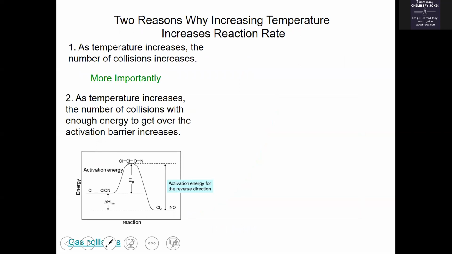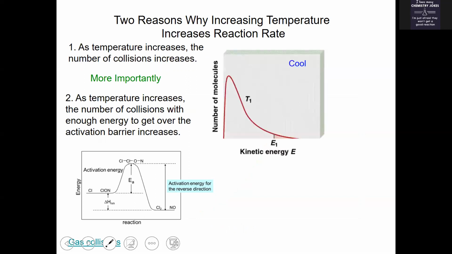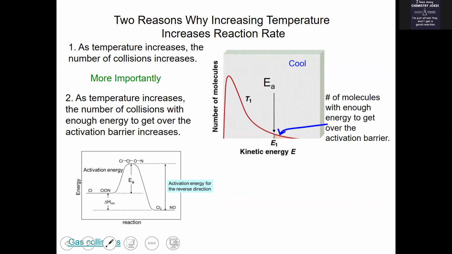But additionally, as the temperature increases, all of the molecules in that reaction have more kinetic energy, or there's a greater spread of kinetic energy. If we look at this plot on the right, this can be considered the plot for a cool gas. That activation energy barrier is there, and everything shaded pink underneath that curve is the number of molecules that have enough energy to get over the activation barrier. Remember, the activation barrier is this hump that reactants have to go over to get down to products on the other side.